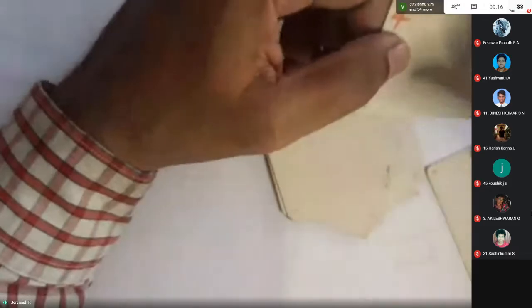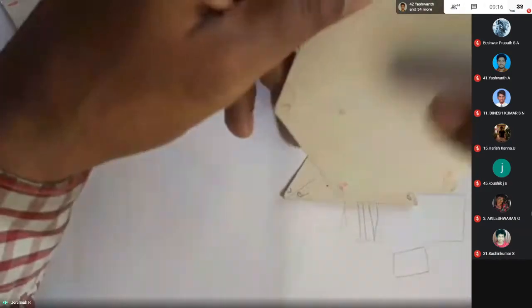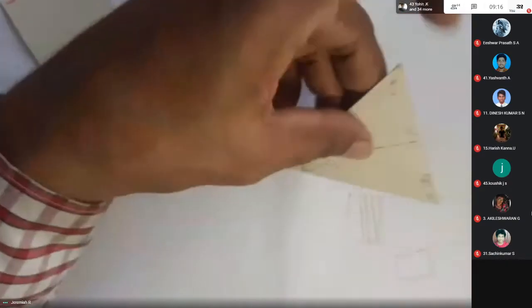So this is called surface. Even a circle also has a surface. This is a pentagon, this is called surface. Hexagon also, this is surface. Triangle also, this is surface.